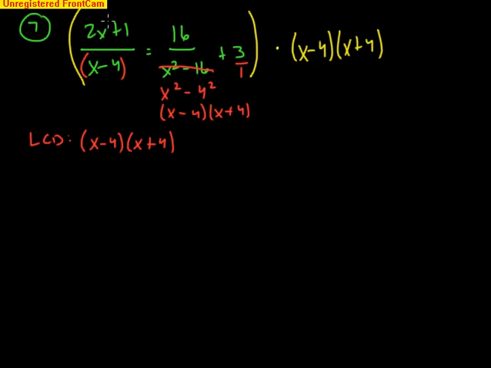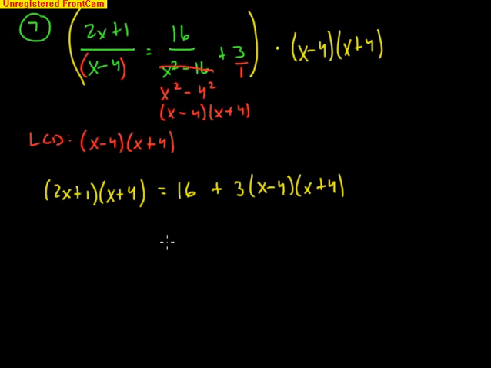Okay, so when we do this, things should cancel. Well, let's see. In the first fraction, the 2x + 1 stays on top. But then the x - 4's cancel, and we get x + 4 being multiplied with that 2x + 1. Then the 16, the whole denominator cancels out, the x - 4 and x + 4, so it's just a 16. And then the plus 3, nothing cancels, so it's going to be (x - 4)(x + 4). So that's what happens after all the cancellations.